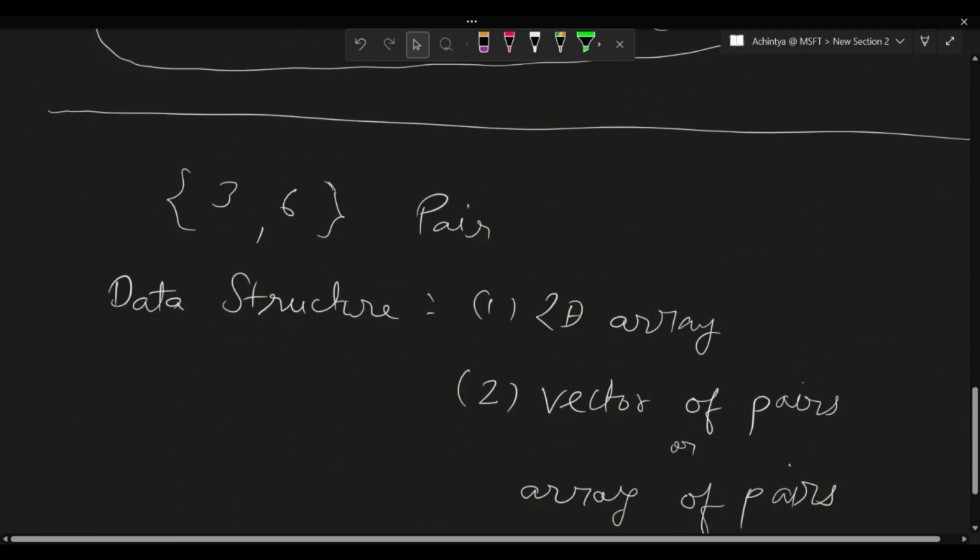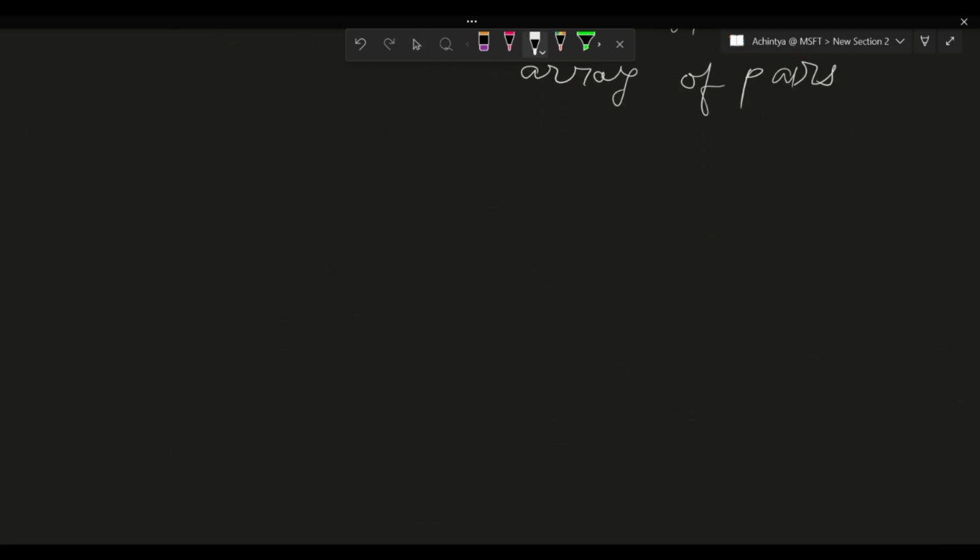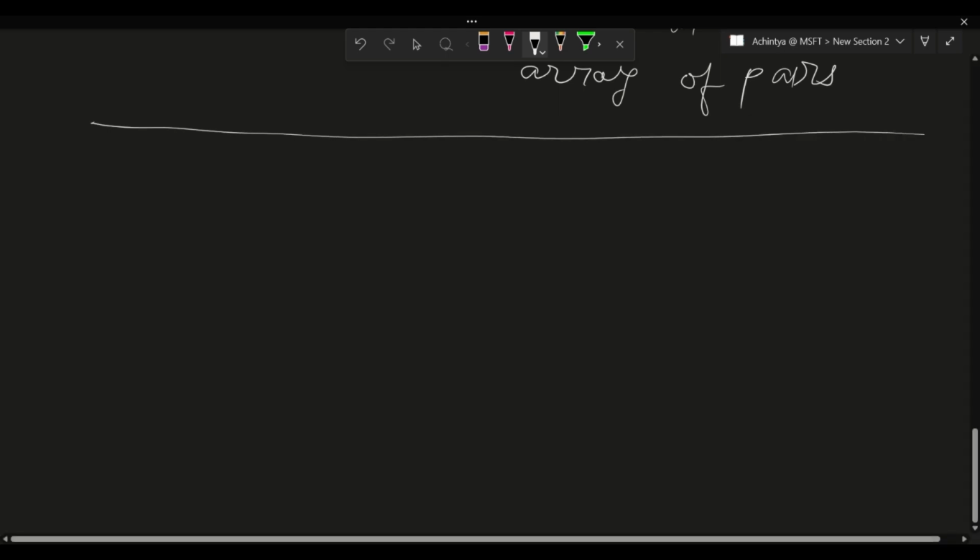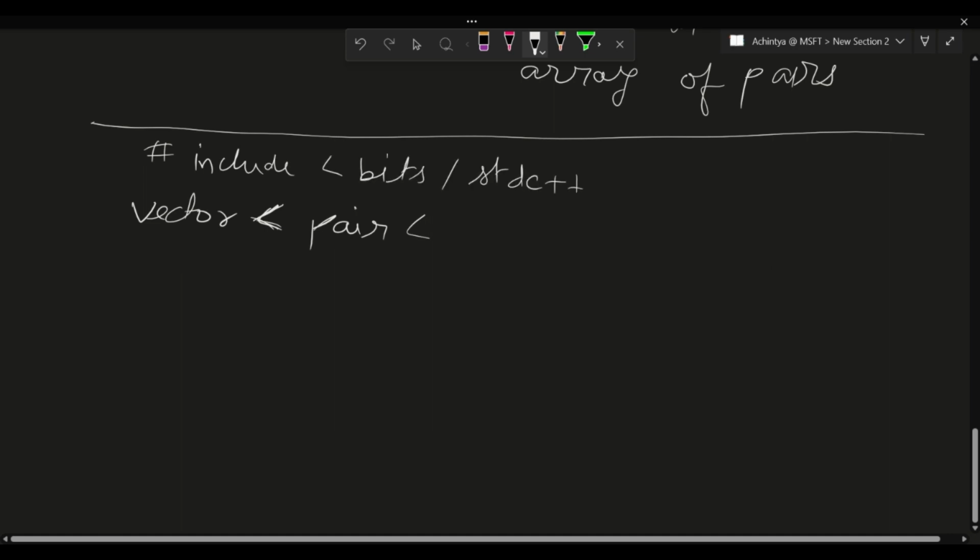Now let's go towards the logic part. How are we going to save these numbers in the pair? There are certain formats by which we do that. First thing is, we need to know how we declare a vector of pair. I will write vector here, then pair, because I am going to declare a pair. You need to include certain libraries, but instead I will just include one library, that is bits/stdc++.h. This will include all of them.